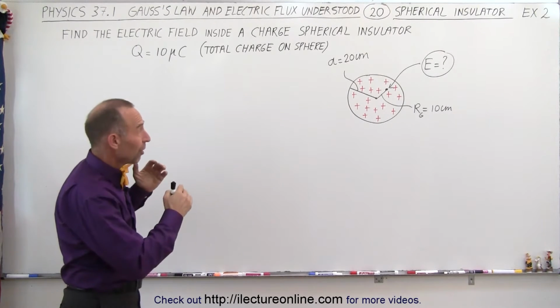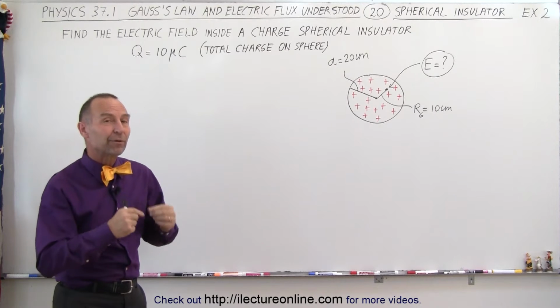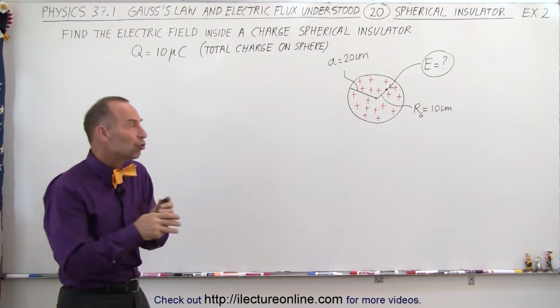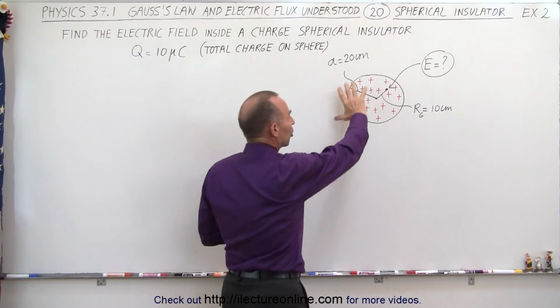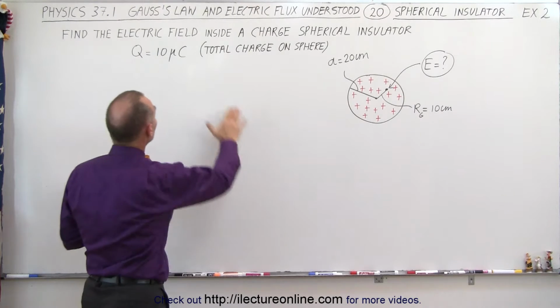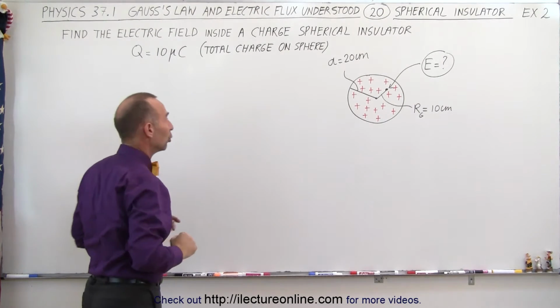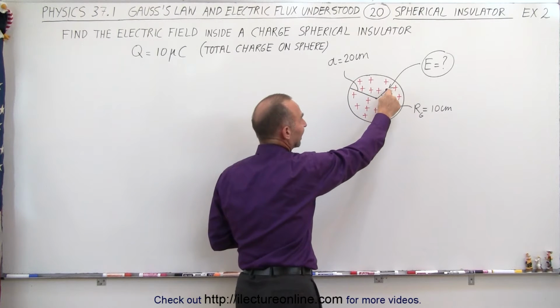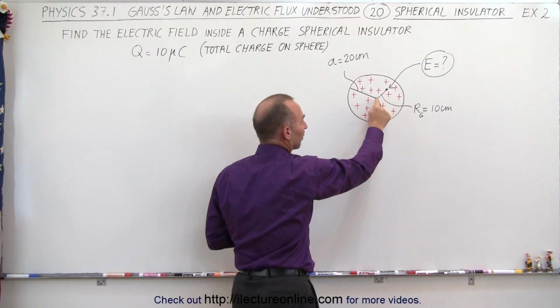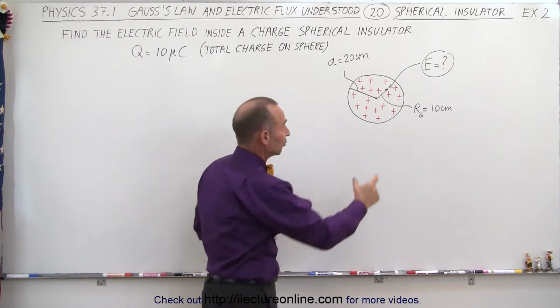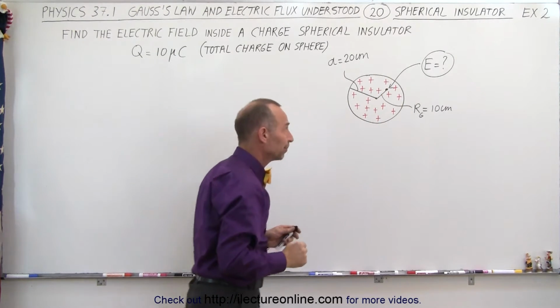Here we're going to solve the exact same problem we did before with one big difference. Instead of being given the volume charge density of the charge on the sphere, we're now given the total charge on the sphere being 10 microcoulombs. The radius of the sphere is still 20 centimeters, and we want to find the electric field at the halfway point between the center and the edge of the sphere. So that's 10 centimeters away from the center of the sphere.